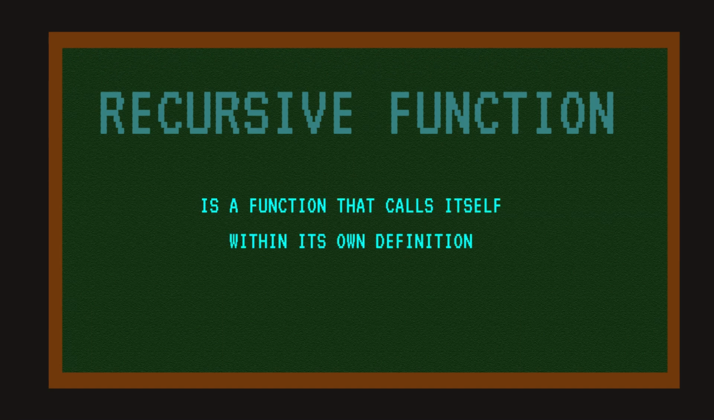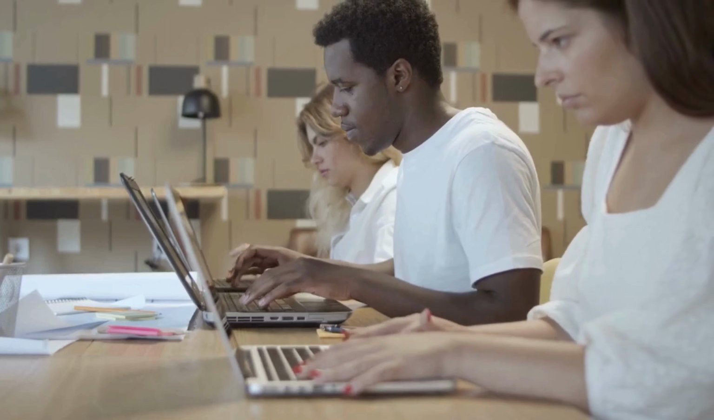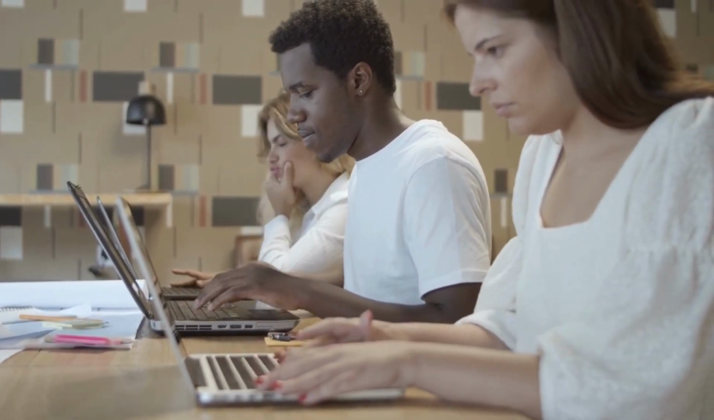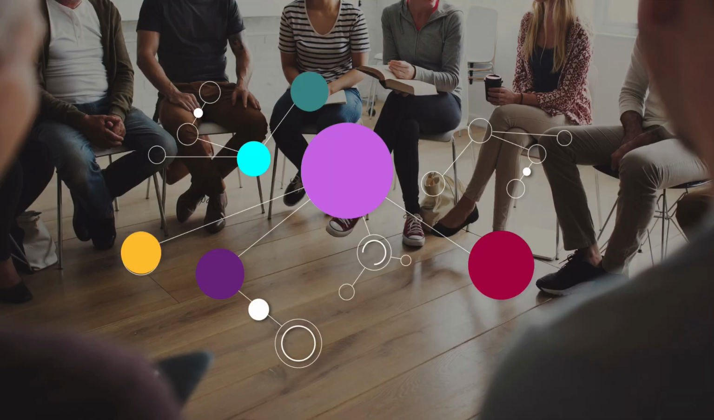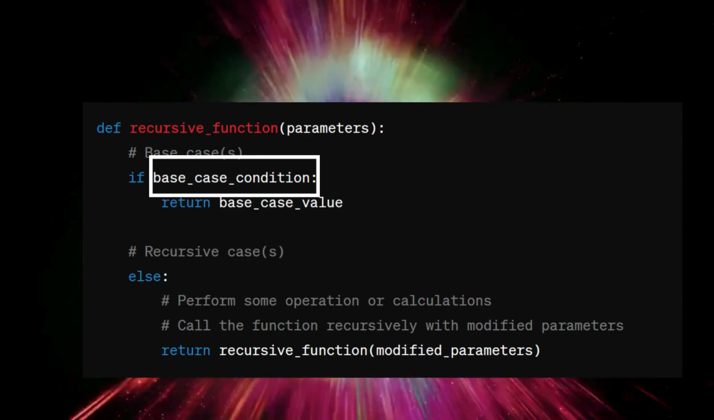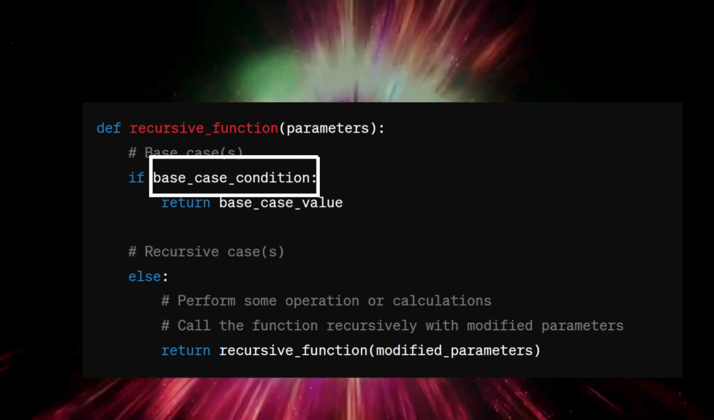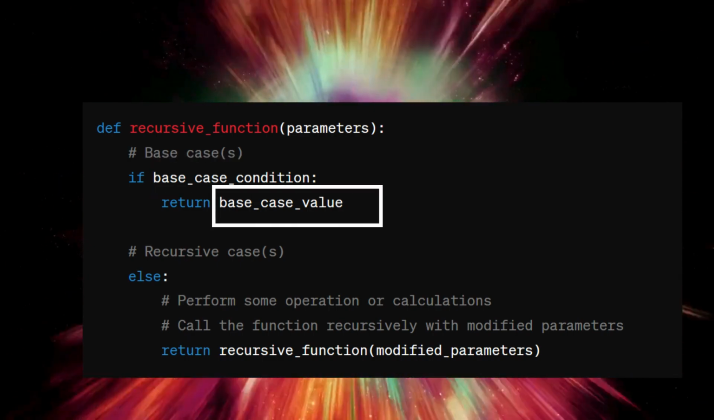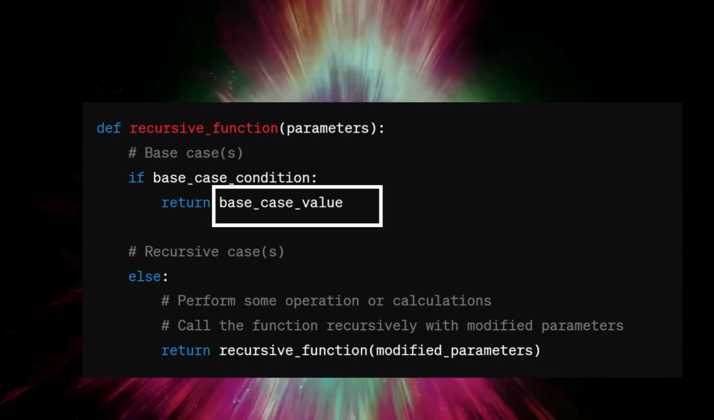Recursion is a fundamental concept in computer science and programming that involves solving problems by breaking them down into smaller, similar subproblems and solving each subproblem recursively until a base case is reached. A recursive function must have one or more base cases where the function stops calling itself recursively. Thus, base cases prevent infinite recursion and provide a way to terminate the recursive calls.